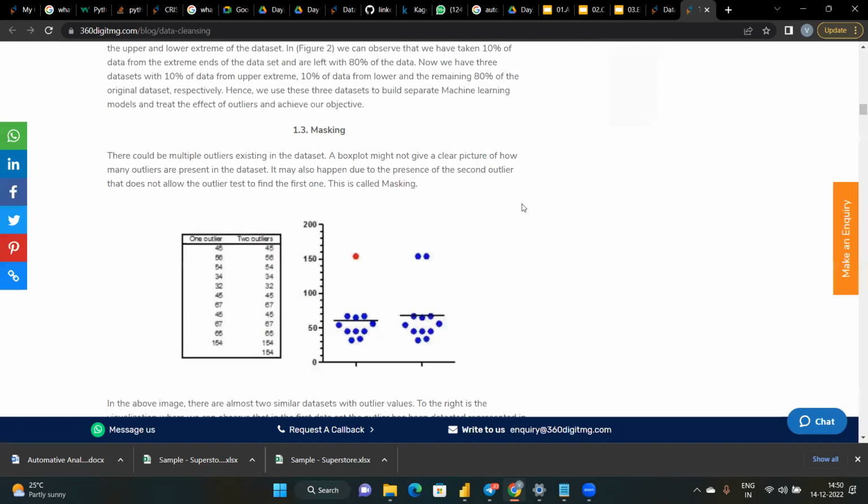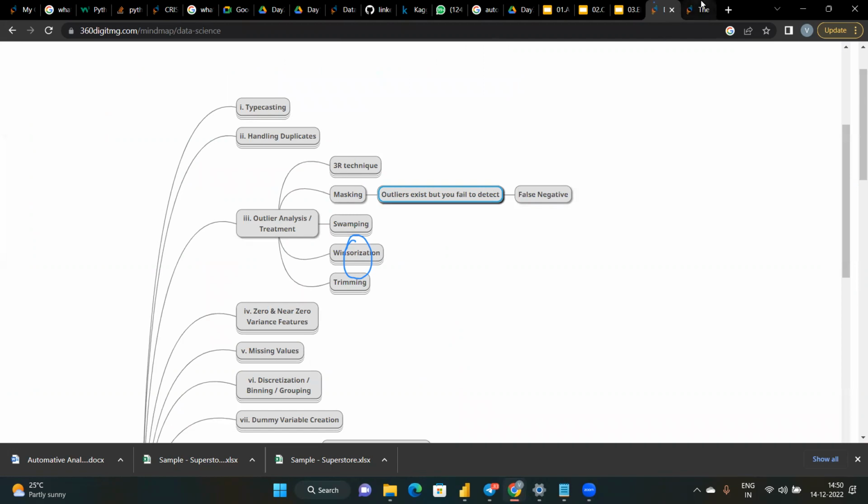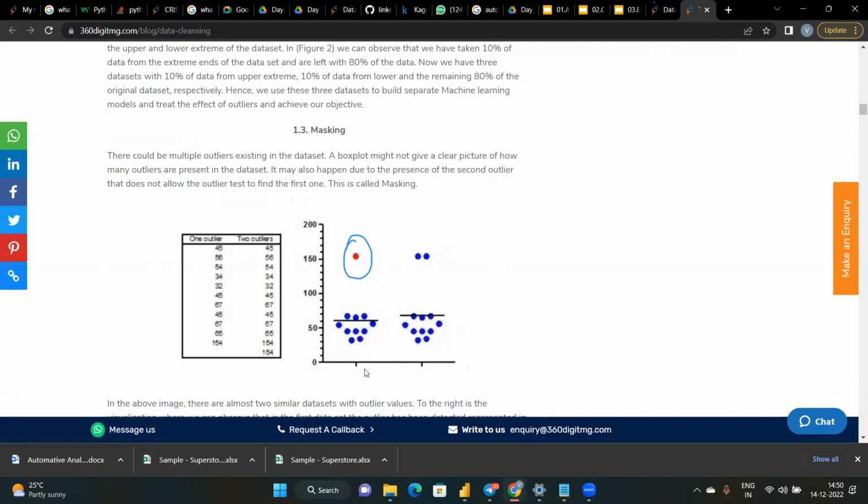When you go here, you can see there could be multiple outliers existing in the data set. A box plot might not give a clear picture of how many outliers are present in the data set. It may also happen due to the presence of a second outlier that doesn't allow the outlier test to find the first one. This is called masking. So guys, here you can see an outlier is present, but masking is not able to detect that. It is called a false negative. Whenever you are going to do some research, guys, you will always see false negatives. As I said, the outlier exists but fails to be detected. That is called masking.